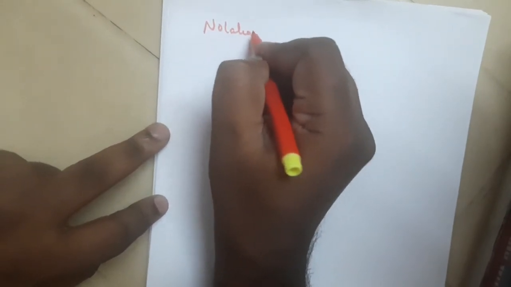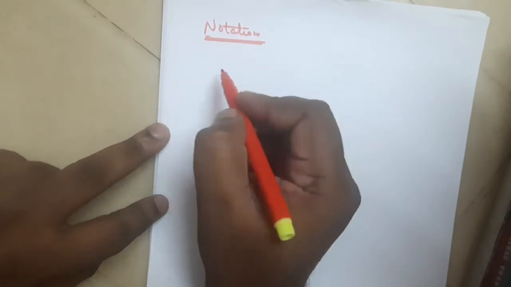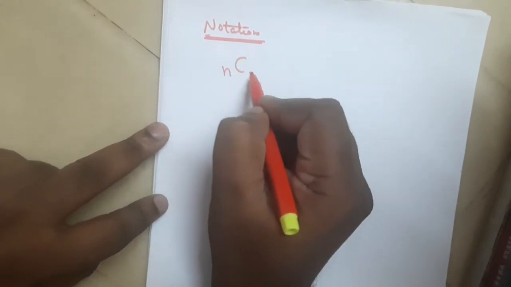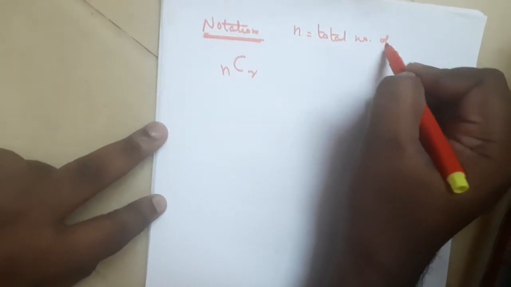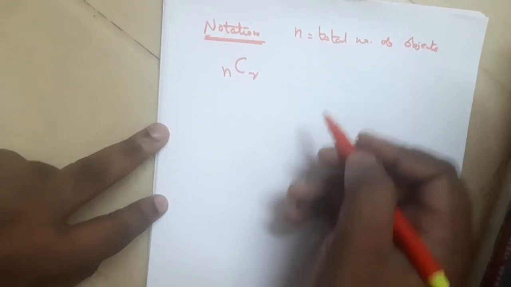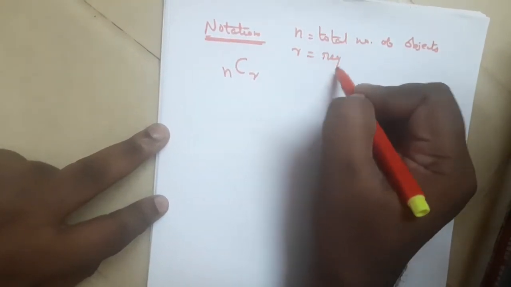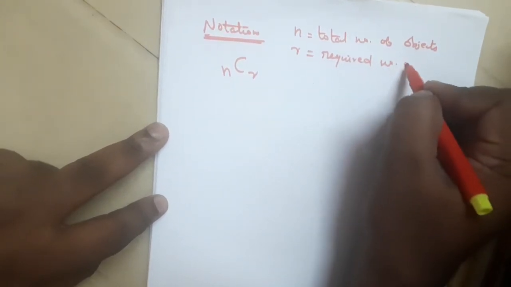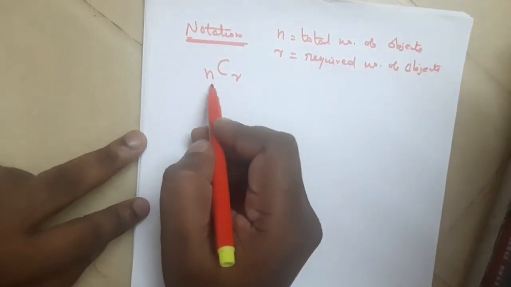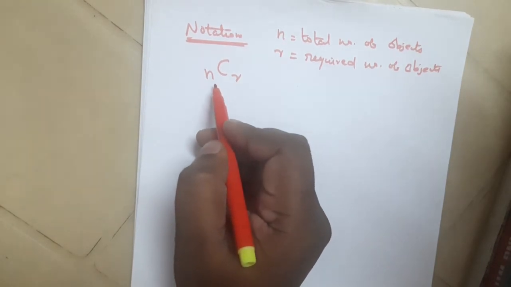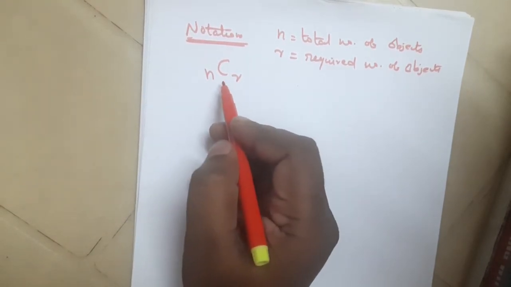So next we see some notations. Combination is denoted by NCR, where N is the total number of objects and R is the required number of objects. So the notation for combination is NCR.